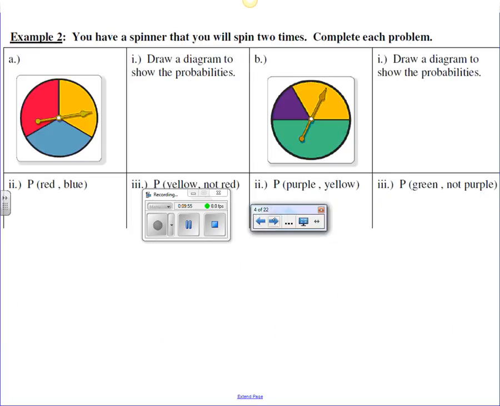Okay. All right. This one we're not going to draw a diagram. We're just going to talk about the probability. So probability of red, don't say it out loud yet. Probability of yellow and probability of blue. Don't say anything out loud yet.